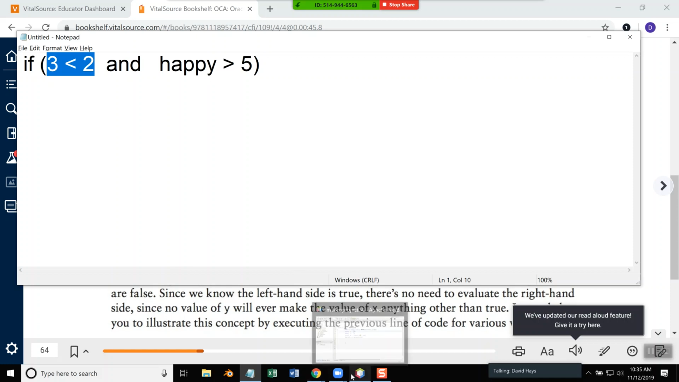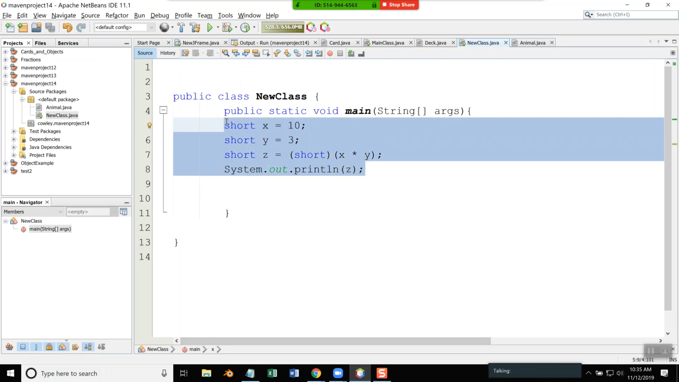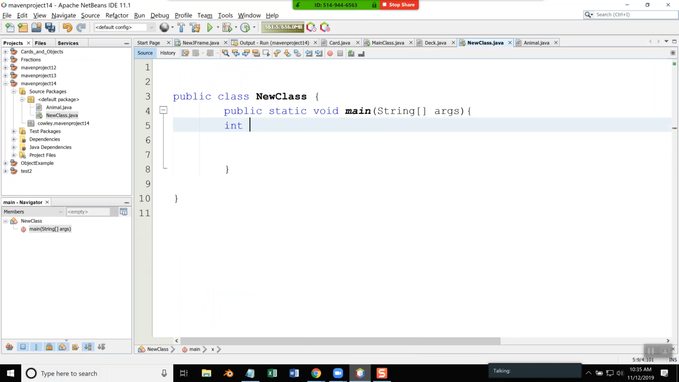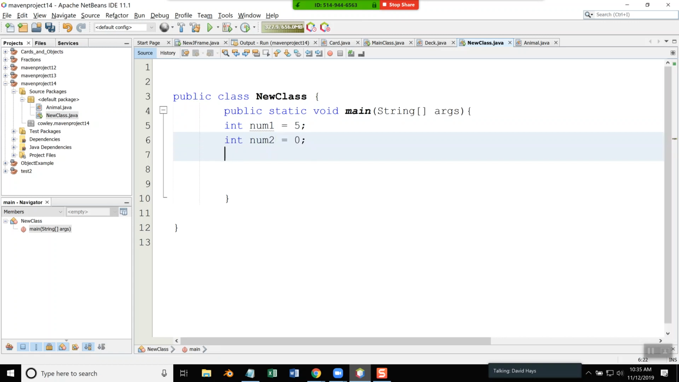You see this, some mathematical, though there's oftentimes better ways of doing this. int num1 is equal to 5. int num2 is equal to 0. System.out.println num1 divided by num2.